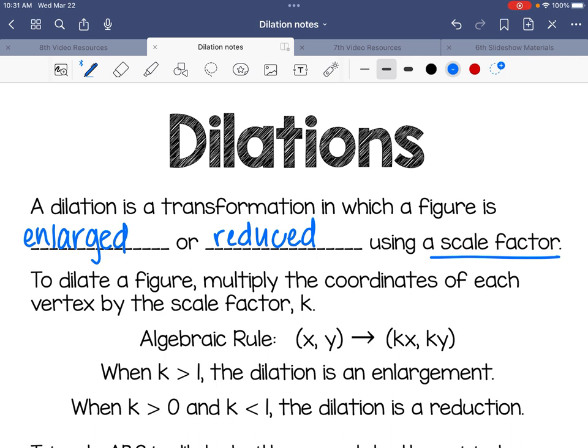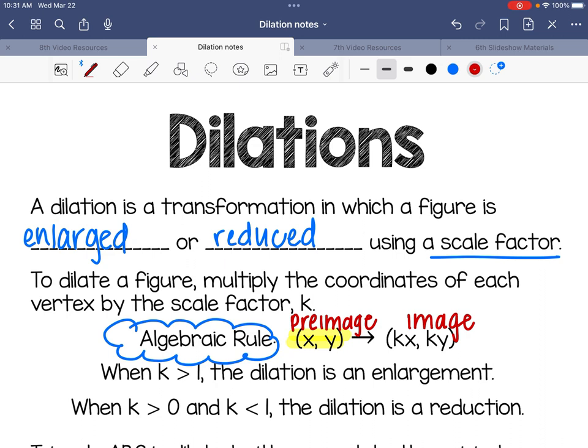To dilate our figure on the coordinate plane, we multiply the coordinates of each vertex or each point by the scale factor k. So our algebraic rule, which is what a lot of you guys will see, goes from the original point, so this x and y refers to the point that is on the pre-image, and then you multiply the x-coordinate by the scale factor and the y-coordinate by the scale factor to get the point for the image.